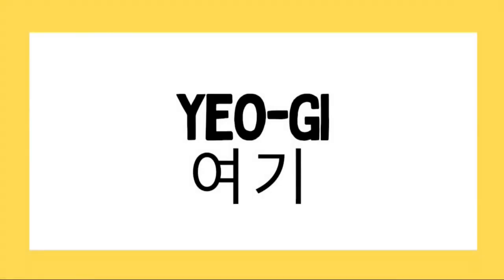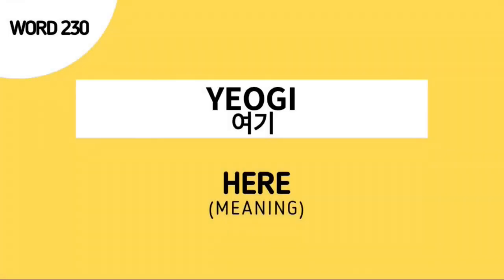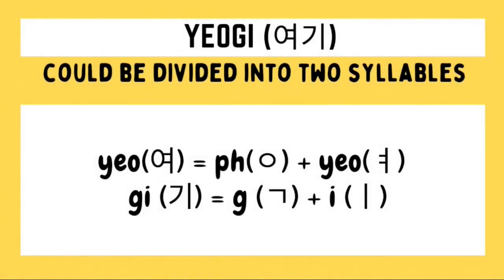Word number 230. Yogi. This is pronounced as a two-syllable word. The first syllable is yo, and the second syllable is ki. Pronounce it with me. Yogi. The Korean term yogi is used to say here or right here. If I am the speaker, I am trying to say that the position of the object is here, near me.